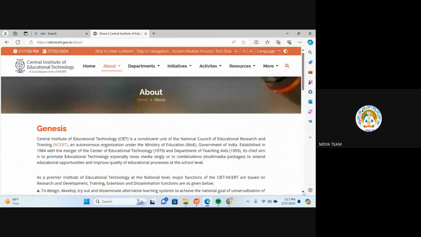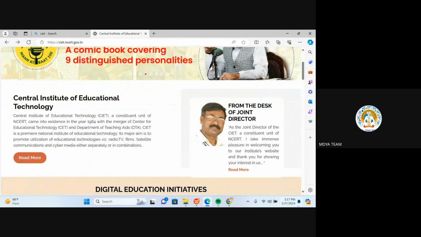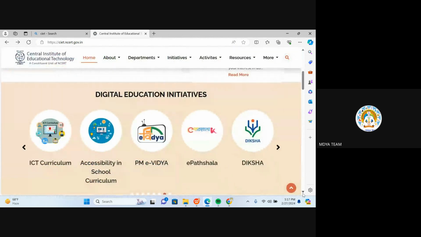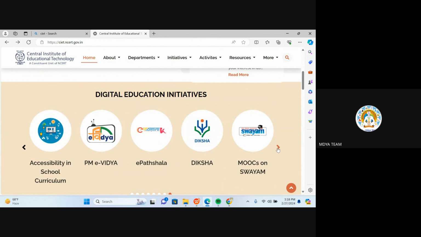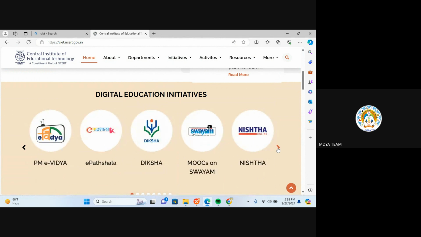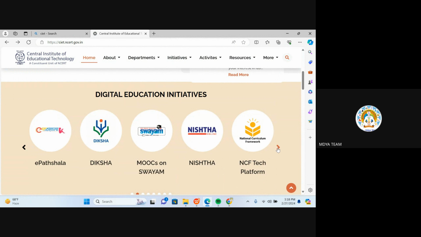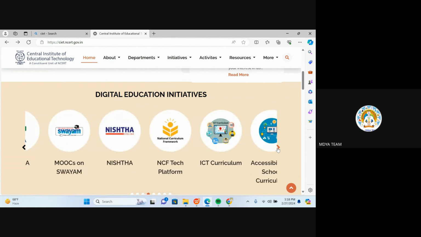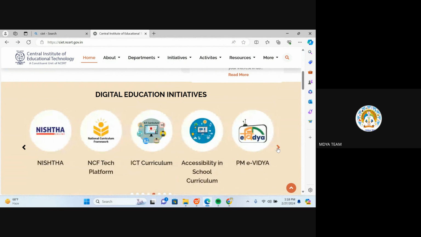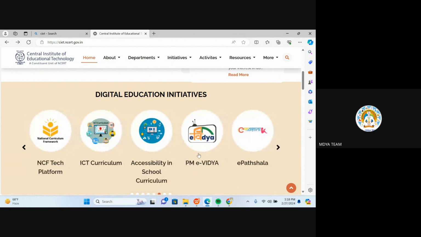Now we will talk about the digital initiatives under CIET. It is at the school level. Now these are all digital educational initiatives. These are the logos: PM E-Vidya, Prime Minister E-Vidya, E-Pathshala, Diksha. These are important and come in the exams. PM E-Vidya, E-Pathshala, Diksha, MOOCs on Swayam, Nishtha, NCF technology platform, ICT curriculum, accessibility in school curriculum. We will discuss one by one.